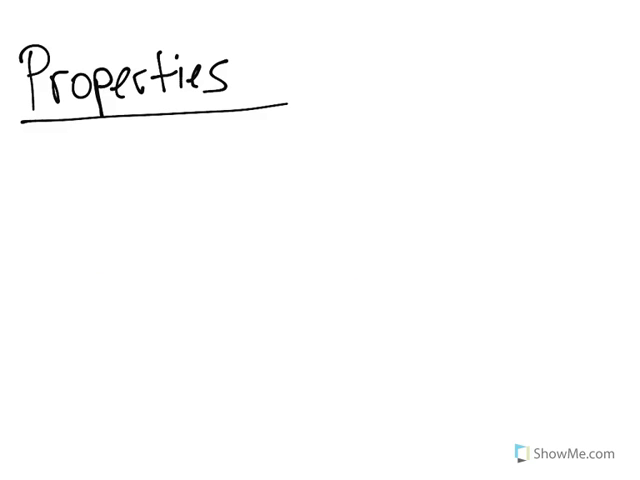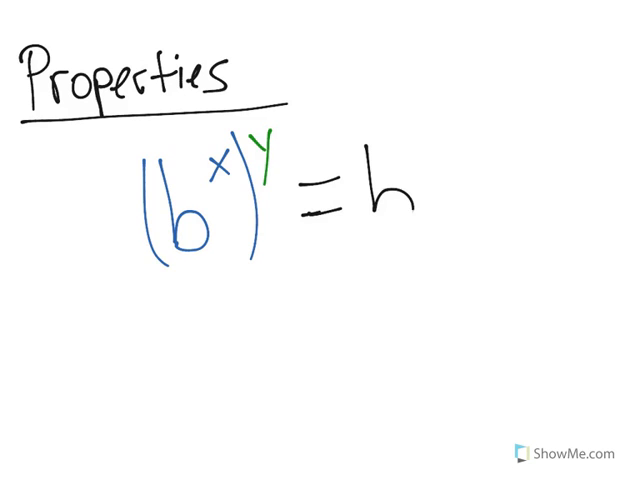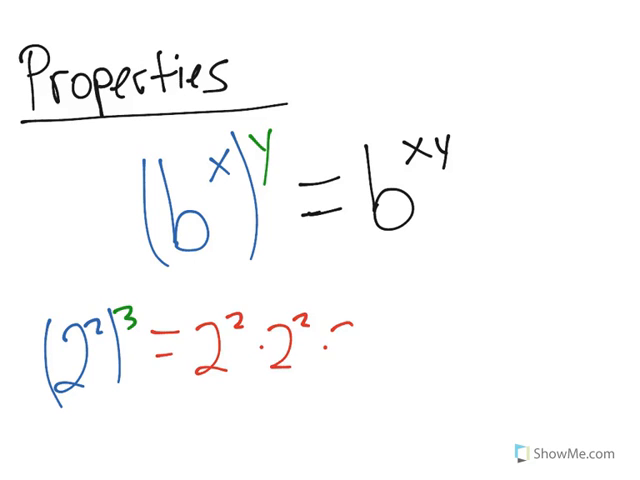To help us get there, we want to use some properties of exponents that we should have already learned, but we want to review. The first is, if I have something raised to an exponent x, and that is raised to another exponent y, then my answer is b to the x times y. The reason for this is if I have 2 squared to the third power, that's really 2 squared times 2 squared times 2 squared. You can see I have six 2's, so that is 2 to the 6, which is 3 times 2.